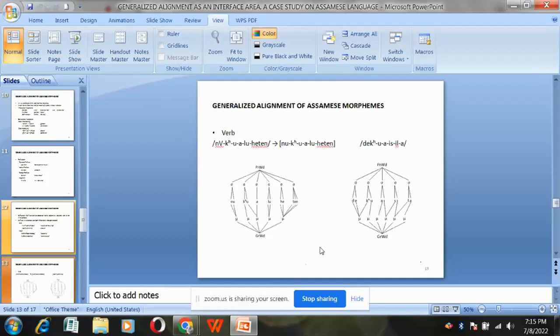So your example and the diagram are not going hand in hand. So please see into it that you cannot always have open syllabic in structure in this example here. So the diagram has to be rechecked because it's not matching your segmentation, right? Yes, ma'am. So it will be de, ku, a, is, il, and a.